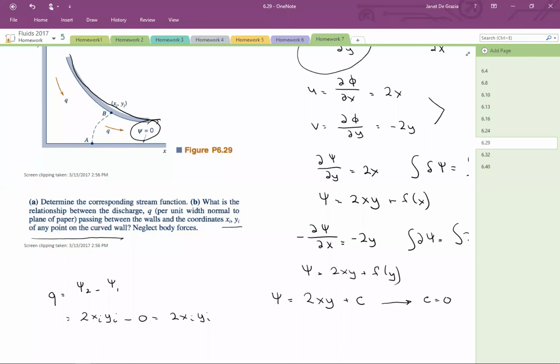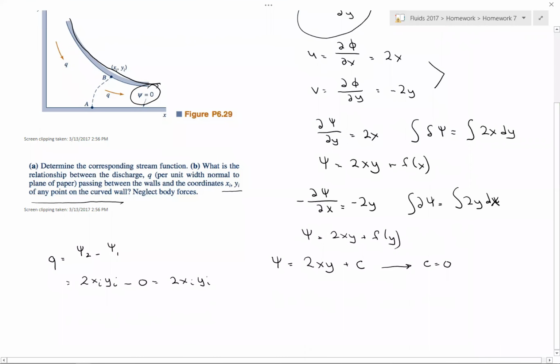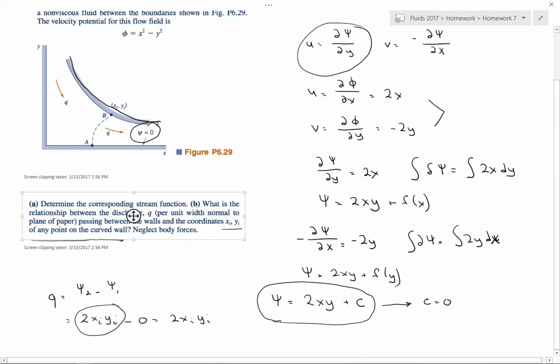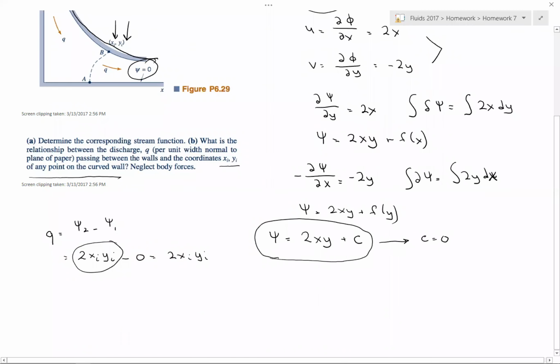So somebody asked me way back, how did I get this? Well, if we go back to what our stream function is, it's right there. But what we need is any point on the curved wall. And that's why we get x sub i and y sub i. So for our x, we put in x sub i, and for our y, we put in y sub i. Does that help? No, I didn't differentiate. So it goes back to what the definition is.